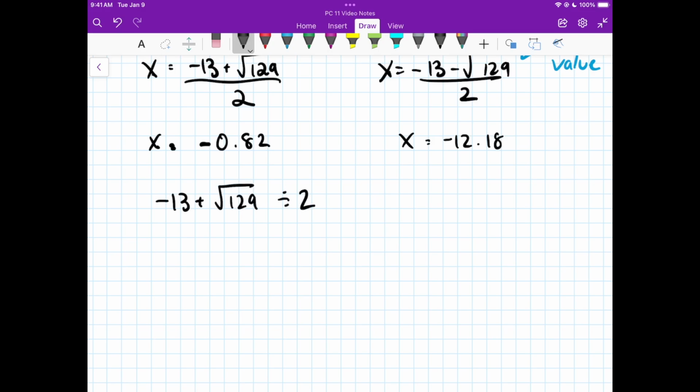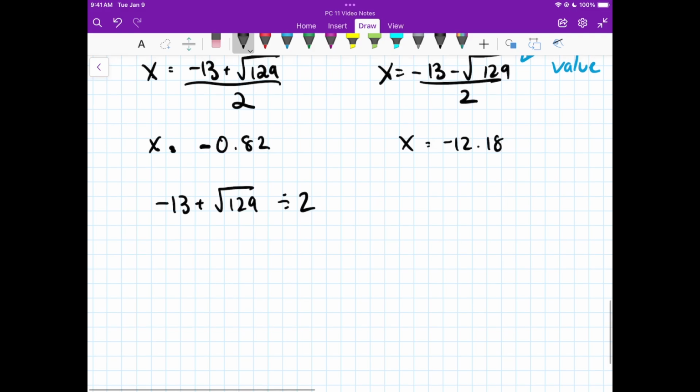This is how a lot of people are going to plug this in, and that's not right. We want to make sure we're dividing that entire numerator by 2, which means you either want to do this first thing and get an answer and then divide, or you have to make sure to use brackets. One way or another, you need to make sure this is going into your calculator properly so that you can get the right answers.